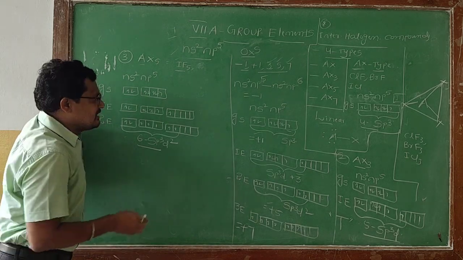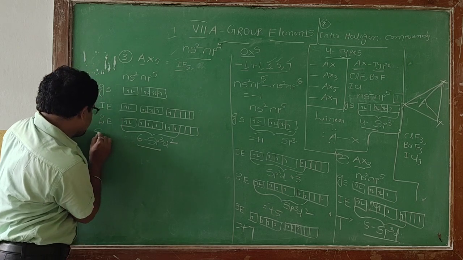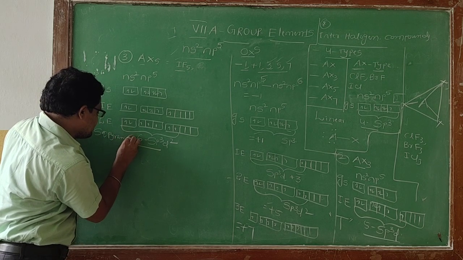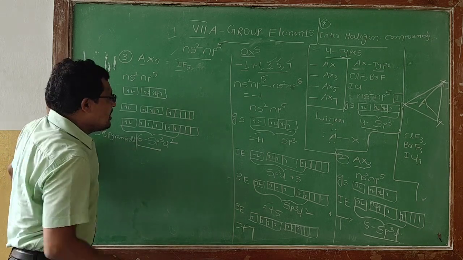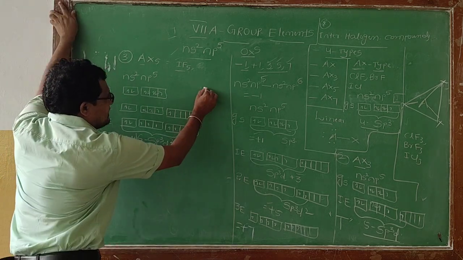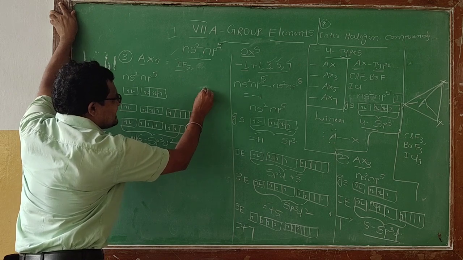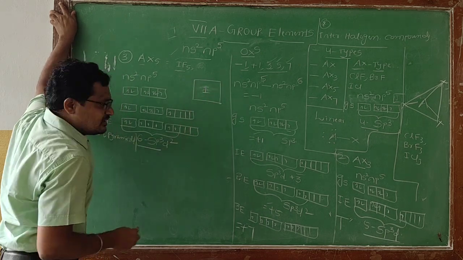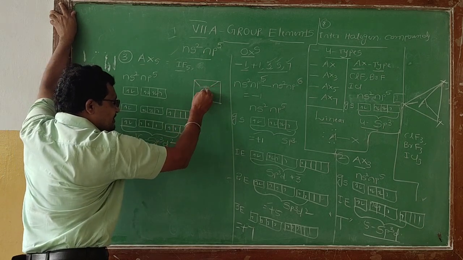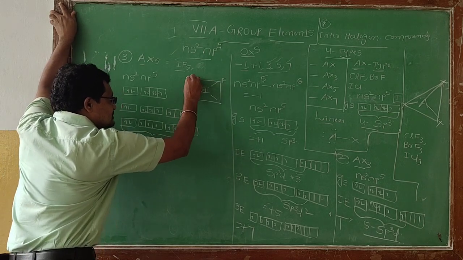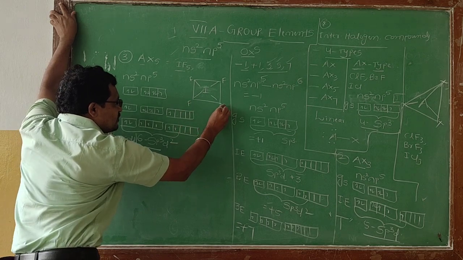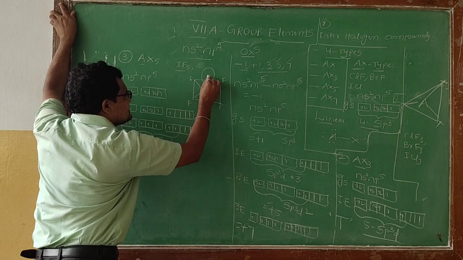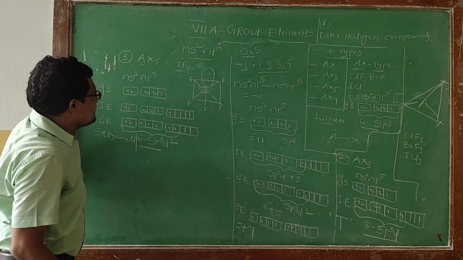Its shape of the molecule is square pyramidal. How is the structure of the square pyramidal? A is the center, the middle, or I is the center. So this is the square. How many fluorine are there? 5 fluorine: 1, 2, 3, 4, and one more. This is fluorine, with 1 lone pair of electrons. That's the square pyramid.